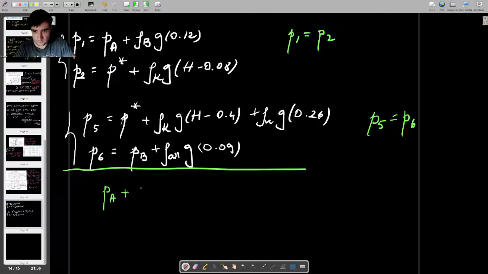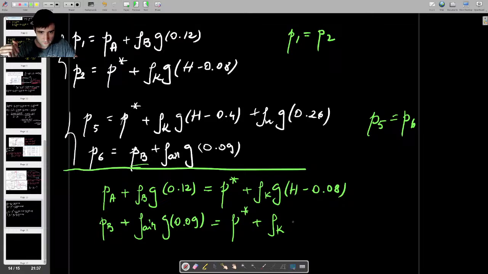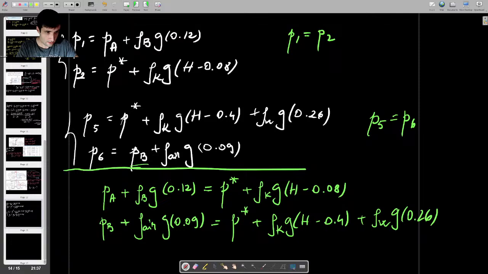So I have PA plus rho benzene G 0.12 equals P star plus this. And then I also have those two, so I'm gonna start with P6 first. So I have the PA and the PB one under each other, and that's kind of like a trick to be able to subtract them easily. Plus rho air G 0.09 equals P star plus density rho K G H minus 0.4 plus density of water G 0.26, and that's it.